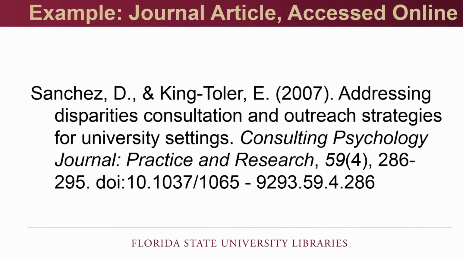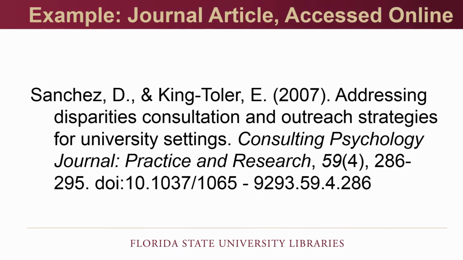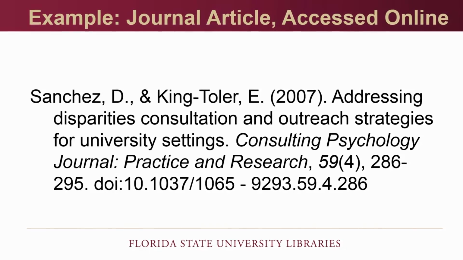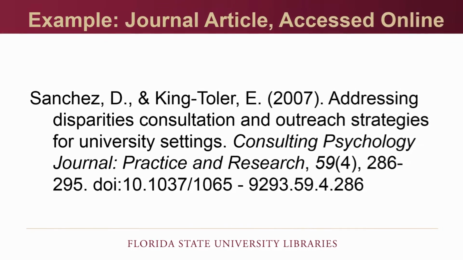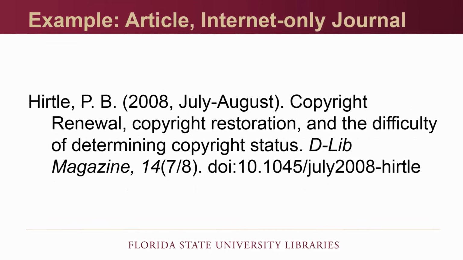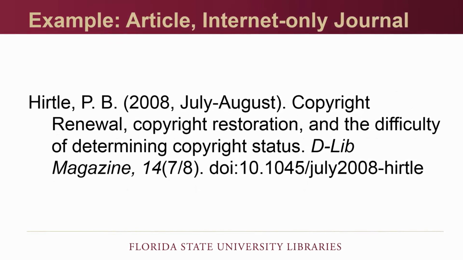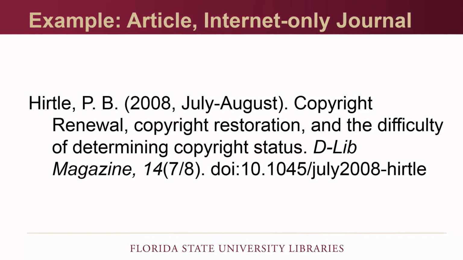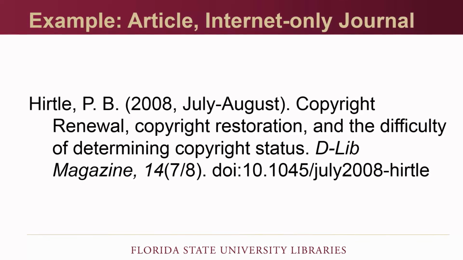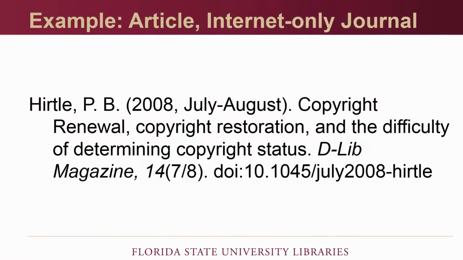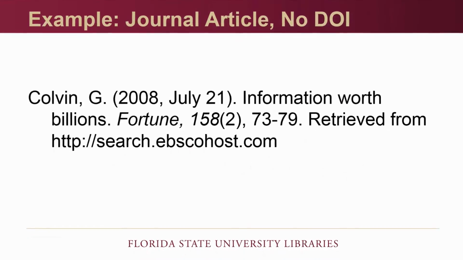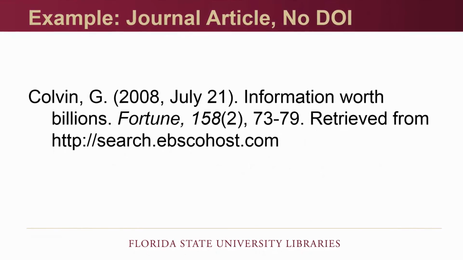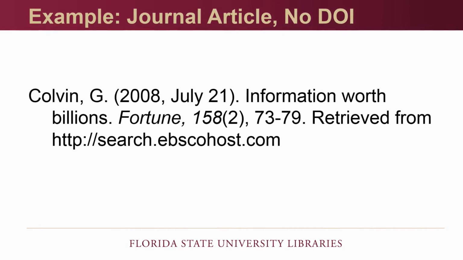Here is an example of a journal article that has been accessed online. Note the hanging indentation formatting, as well as the use of the DOI. This is an example of an internet-only journal, which lacks page numbers to cite due to its nature as a web resource. It still needs to be identified by issue, author, and title. Once again, if there is no DOI available, simply include the home page of the source of the article.